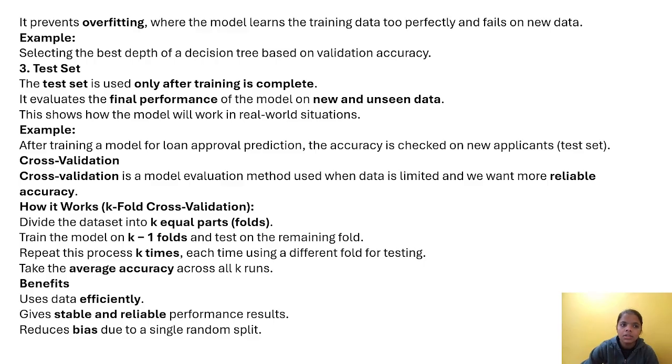Third and the last one, the test set. The test set is used only after training is completed. When our training gets completed, our test set is used. It evaluates the final performance of the model on new and unseen data. This shows how the model will work in a real world situation. Example, after training a model for loan approval prediction, the accuracy is checked on a new applicant test set.